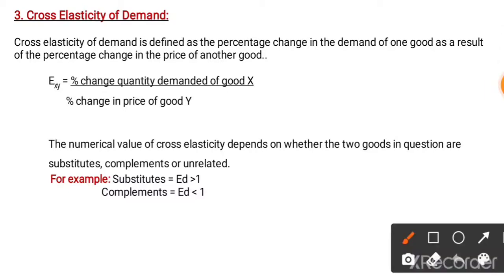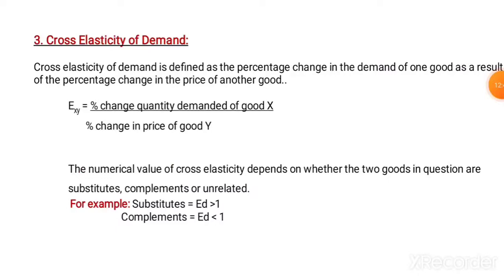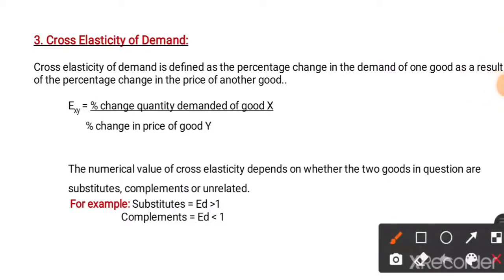Okay, so for complements it will be less than 1. So what is the reason? Complements are nothing but petrol and car. The example for complements is petrol and car. Complements are the things which you consume together. Without petrol, a car cannot be run, and without a car there is no meaning for petrol. Okay, so these are the examples for complements. So students, if the price of petrol increases, your demand for car will decrease. Okay, so one is increasing and one is decreasing. Your quantity demanded will decrease when there is an increase in the price of petrol.